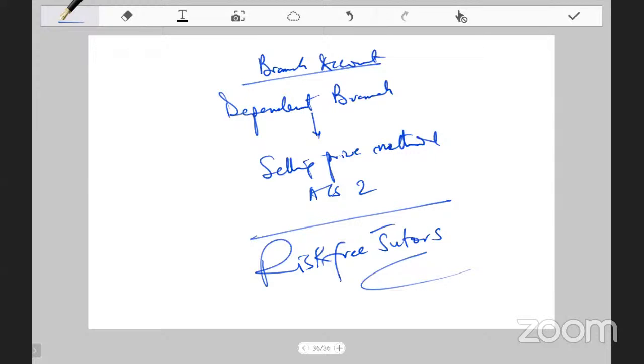We are now at the branch account, given the third method. And what we'll be doing with the third method is our ability to also prepare branch account at the selling price method.